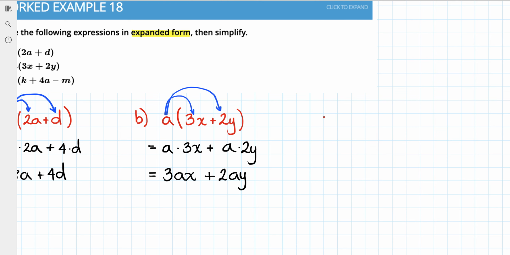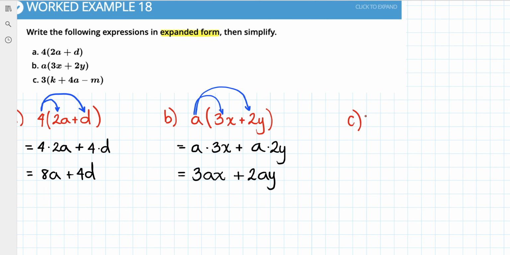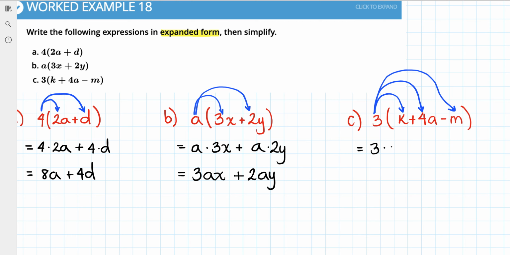Then I'm going to do here C, which is 3 open brackets k plus 4a take away m. Again, this affects all 3 terms. This 3 is multiplying all 3 terms. Okay, and write it in expanded form. I'm doing 3 times k plus 3 times 4a plus 3 times negative m.